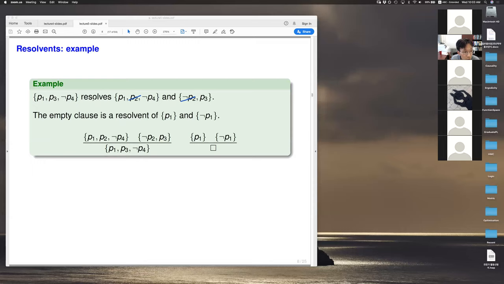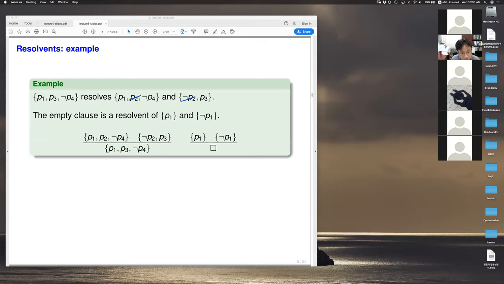And we can express it in terms of this derivation style notation, where above the bar we have two clauses from which we derive the resolvent. The resolvent appears below the bar. The empty clause can be a resolvent.